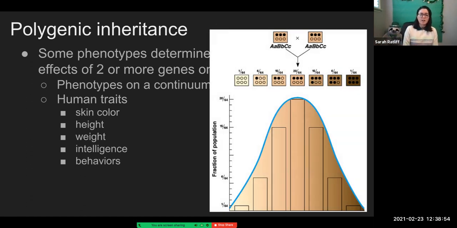Here is just one right off the bat for skin color. There's a whole range. There are many different combinations of skin colors determined by 2 or more genes that we inherit from our parents.